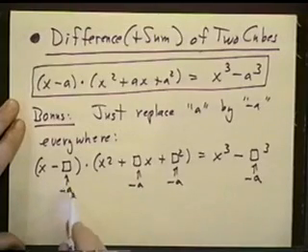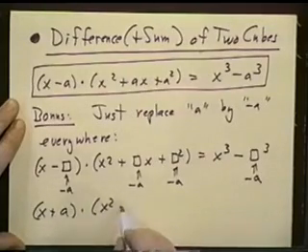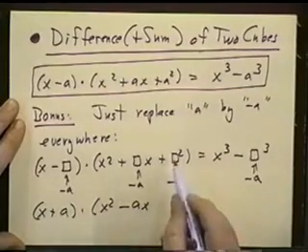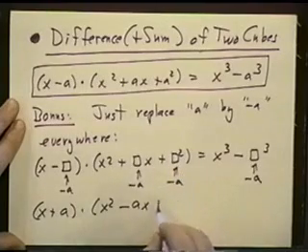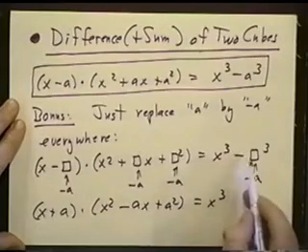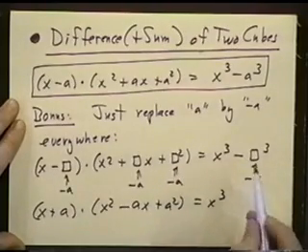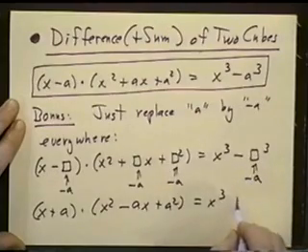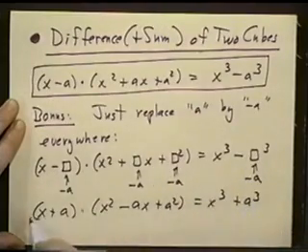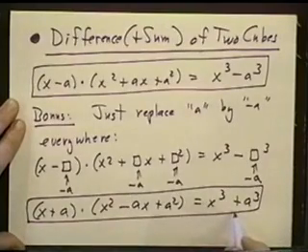Here I have x minus a minus a. That's known as x plus a. In the middle I have x squared, then minus ax. Minus a squared is the same as a squared, so that's a squared, equals x cubed, and then minus a cubed. Minus a retains its minus when it's cubed, so the two minuses cancel, and you have x cubed plus a cubed. And look at that. We have a new identity. That is the sum of two cubes.